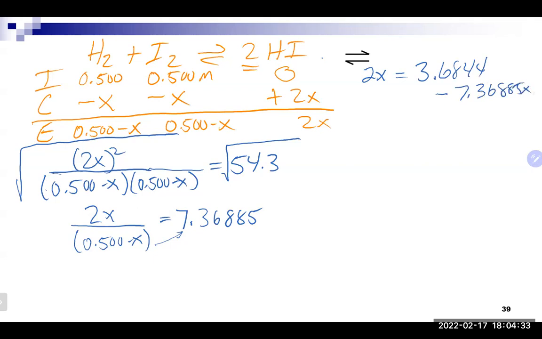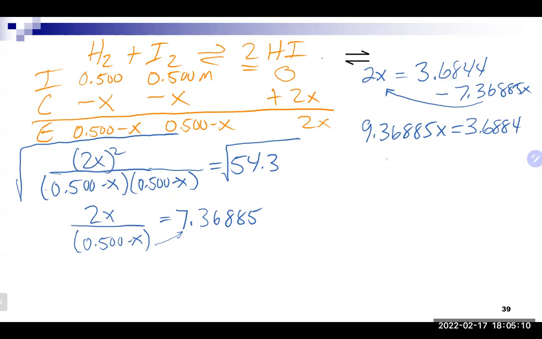At this point, what we want to do is bring all the x's to the same side. You might want to keep x positive in this case. It doesn't really matter, but it makes it a little bit easier. To do that, we're going to add this to the other side, and if we do that, we end up with 9.36885x equal to 3.6844. Again, we're just combining terms, which is commonly what you do in algebra: you get all the same sort of value, x or x squared, together.